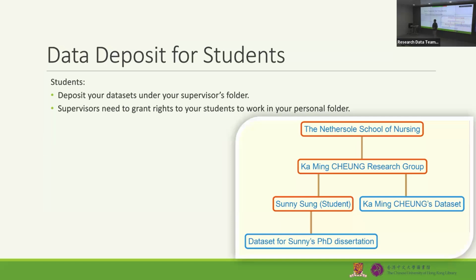We do not grant rights to students directly to the department. This is to have some control of who can work in the department. Otherwise, we'll lose all the control, and it will be a mess. So this hierarchical structure is very important for you to understand how you can give rights to your student. They have to work under your personal folder, but they have their own URL, so they can also feature their own profile by themselves.